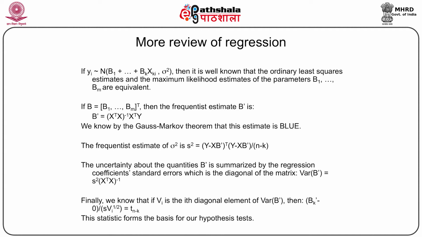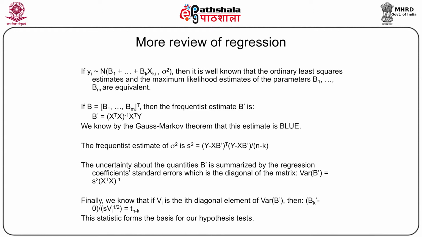We know by the Gauss-Markov theorem that this estimate is BLUE, or best linear unbiased estimator. The frequentist estimate of sigma square is s square, which is y minus x b hat, whole thing transposed, times y minus x b hat, divided by n minus k. The uncertainty about the quantities b hat is summarized by the regression coefficients' standard errors, which are the square roots of the diagonal of the matrix variance of b hat, s square times x transpose x inverse.